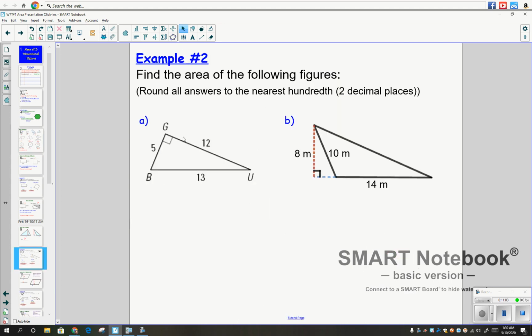Let's look at some examples. I've got two triangles here. First one's a right triangle. Area is 1/2 base times height. What's the base?